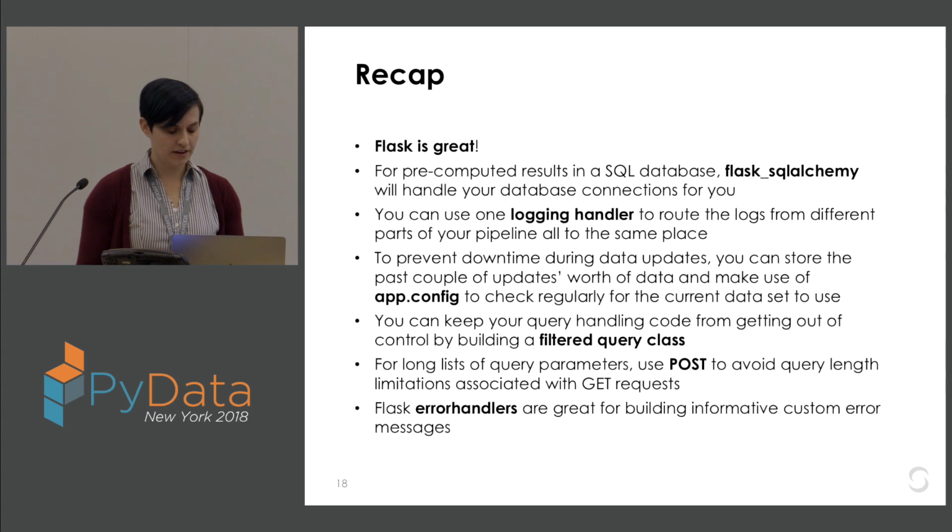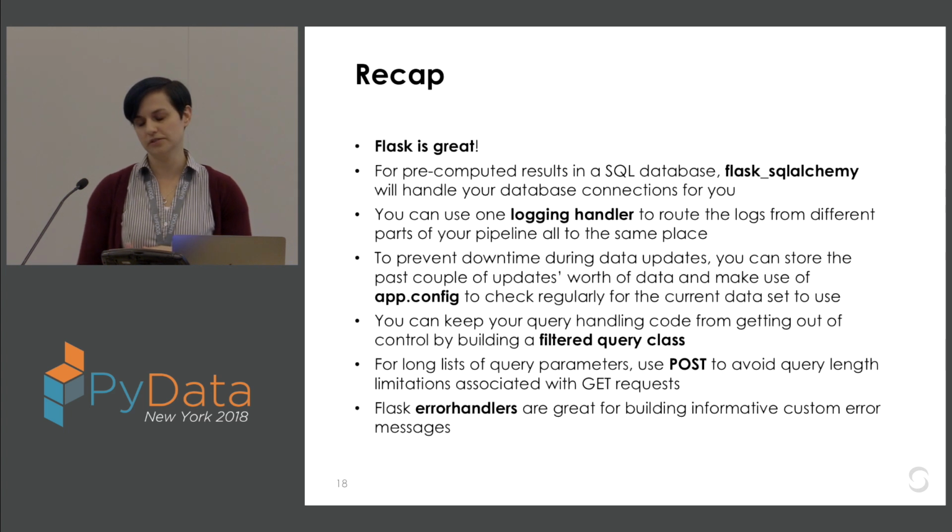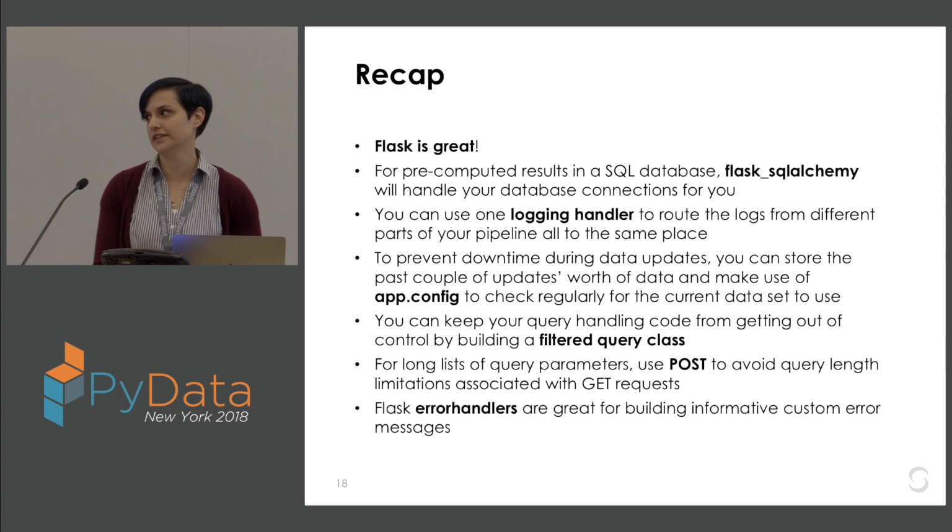And then the Flask error handlers are very powerful, and they're great for building informative custom error messages for all the different HTTP status codes you could come across. I encourage you to actually research what the different HTTP status codes mean, because the API you're building for your data science is going to be consumed by back-end developers. And if those HTTP status codes don't make sense to what they think they should mean, that'll make them sad and not want to use your service. And you want them to like using your service.